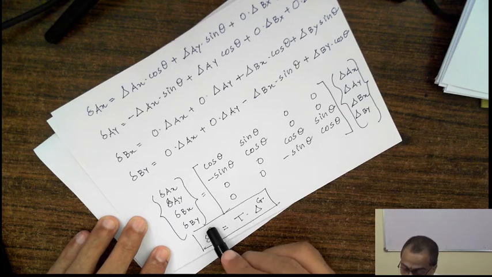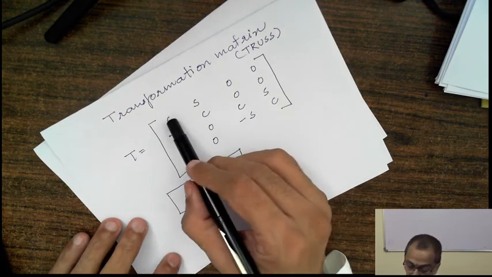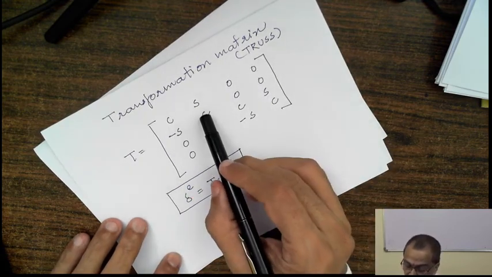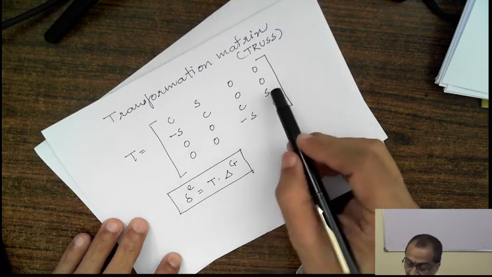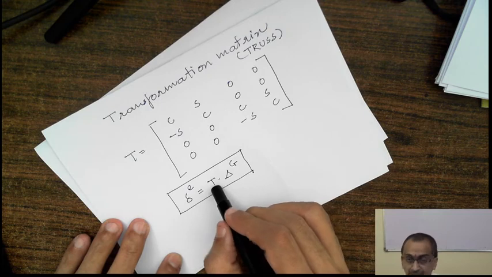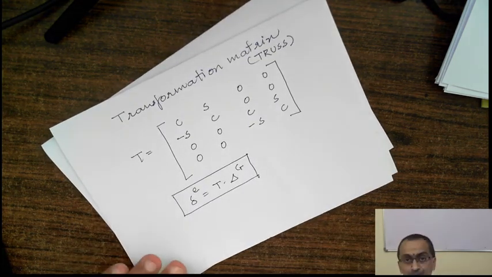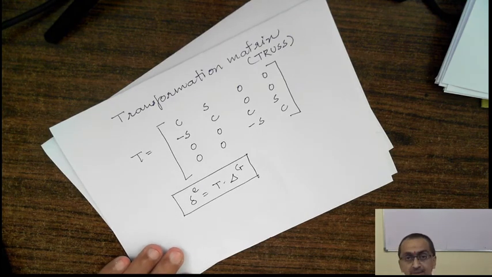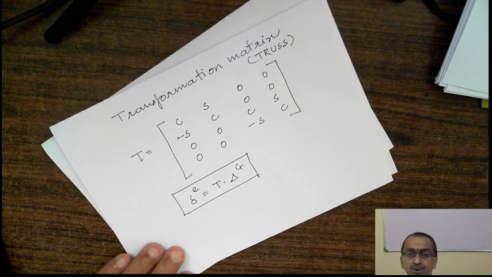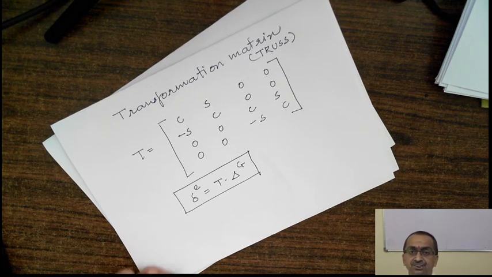So local displacement is equal to transformation into global displacement. This transformation matrix is cos theta sin theta 0 0, minus sin theta cos theta 0 0, 0 0 cos theta sin theta, and 0 0 minus sin theta cos theta. In our next discussion, we will see the application of this transformation matrix in actual truss numerical, and we will see how to derive the global stiffness matrix for the truss element. That will be the matter of our next discussion. Thank you.